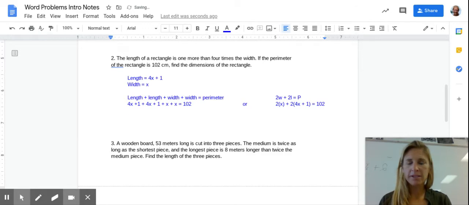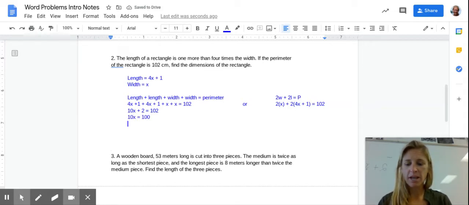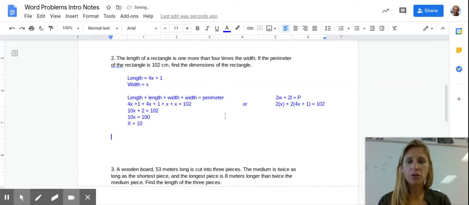So now I'm going to put my x's together. I'm going to have 10 x's, and I'm going to have 2 as my whole number equaling 102. Subtract 2 from both sides, and 10x will equal 100. Divide both sides by 10, and x will equal 10. Okay, if I do the math over here this other way, you'll get the same thing. Now answer the question. Find the dimensions of the rectangle.